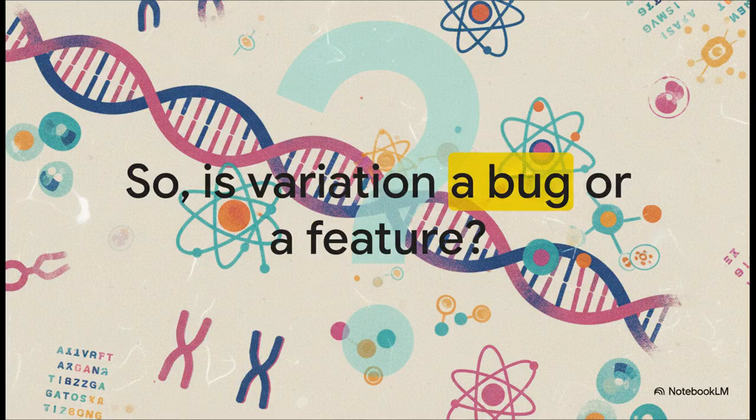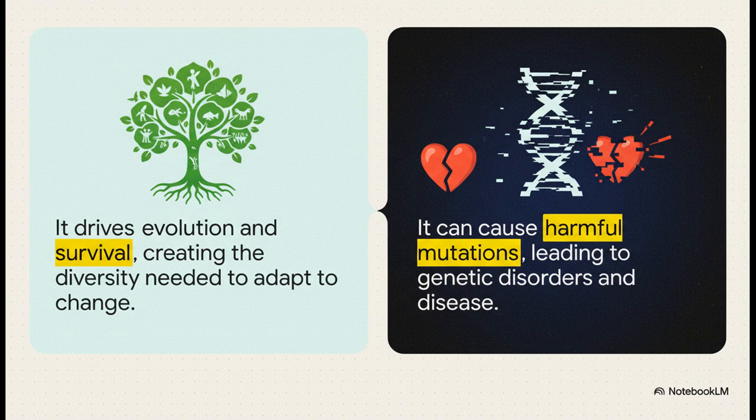So after all this, everything from simple things like eye color all the way to complex genetic syndromes, it really brings us to a huge final question. Is all this variation and mutation, is it a bug or is it a feature? Is it a flaw in the system or is it an essential part of how life works? And the answer, as you might guess, isn't simple. It's both.